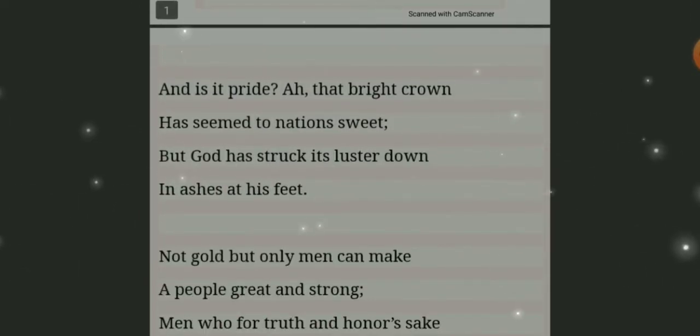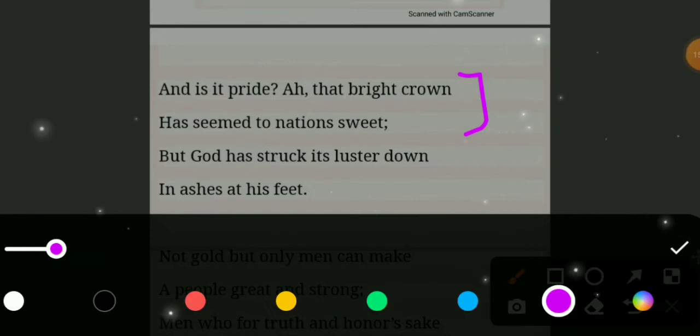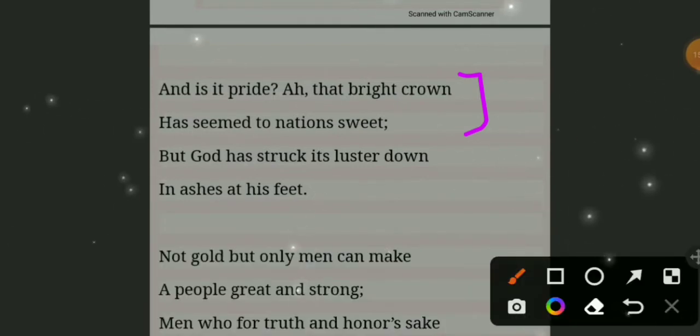Now the poet is again asking a question, and is it pride? क्या ये घमंड है? क्या ये घमंड है जो एक कौम को बचाती हैं? That bright crown has seemed to nations sweet. You know, this pride is very sweet to nations for some time. Right? This is very sweet for some time.